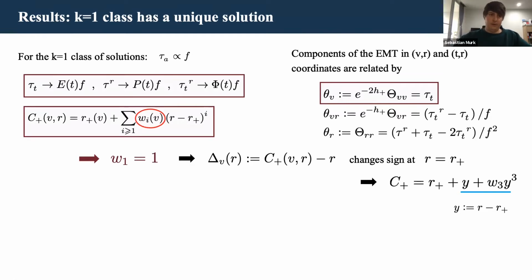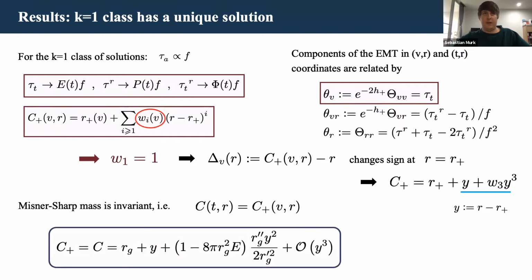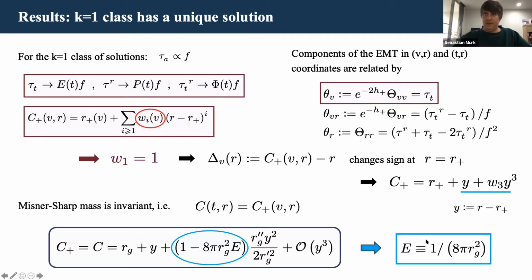And now the important thing to remember is the Misner-Sharp mass is invariant, so it has to be the same in all coordinate systems. So we can compare this expression with the expression in TR coordinates, and then we get the expression that I've written down at the bottom here. And you can see that there's actually only one way to make this y squared term disappear, and it's for the specific value of the energy density that is 1 over 8 pi RT squared. And it turns out this is actually the extreme value of the energy density. So sometimes we also refer to the K1 solution as the extreme K1 solution. And this is our unique solution. So this is the only consistent solution for this K1 class.